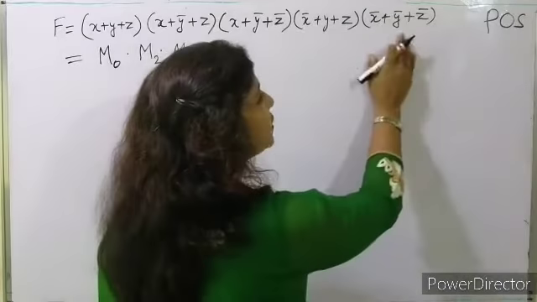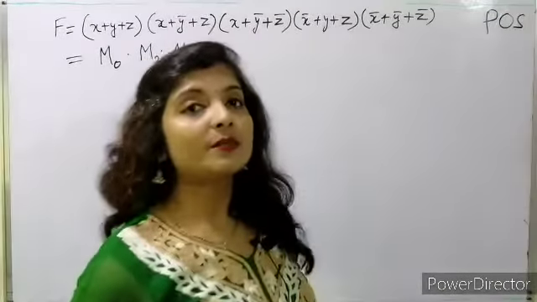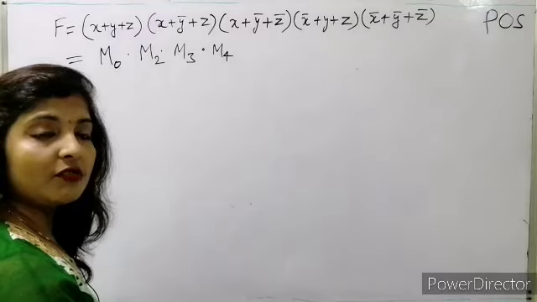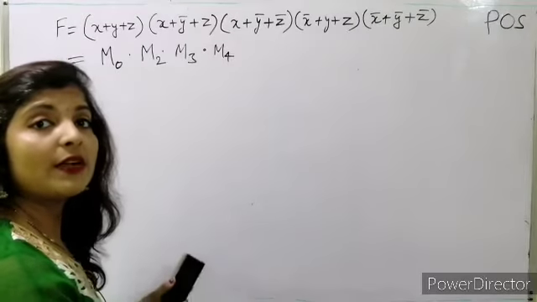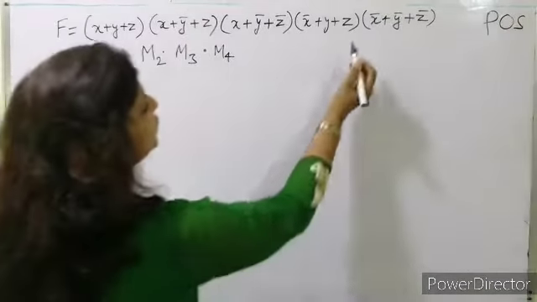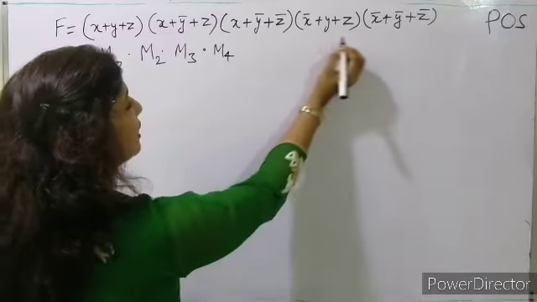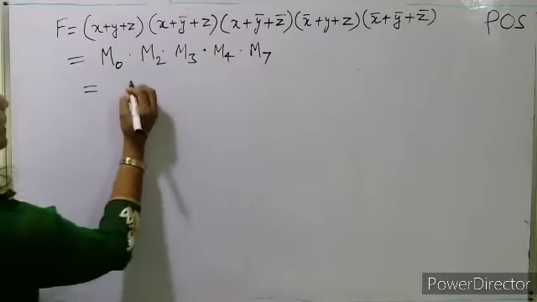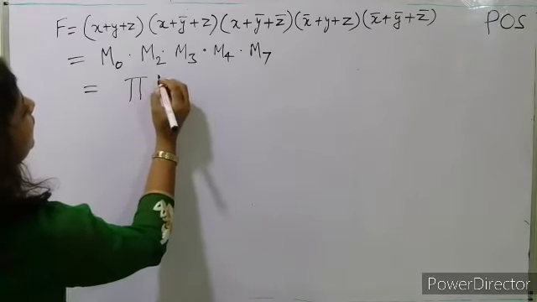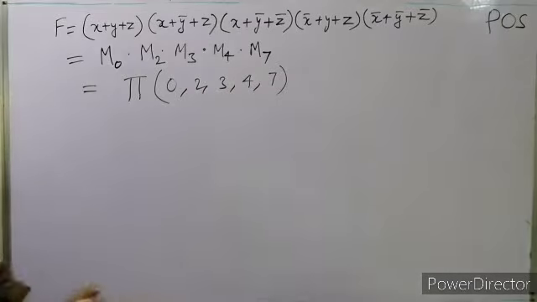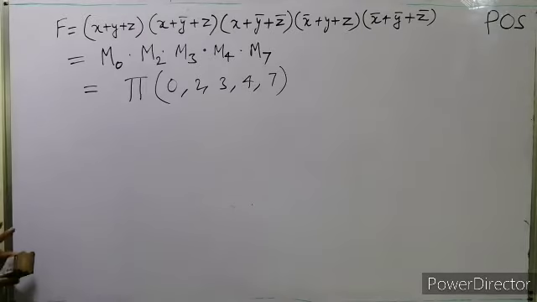So not 0 0 0, it will be 1 1 1, because in max term we are considering 1 for complements, and for 0 we are using the variable itself. So complements are there, so consider 1 1 1, that is M7. Okay, so we write this in phi terms, phi 0 2 3 4 and 7. So this will be our product of sum. This max term we have just solved.